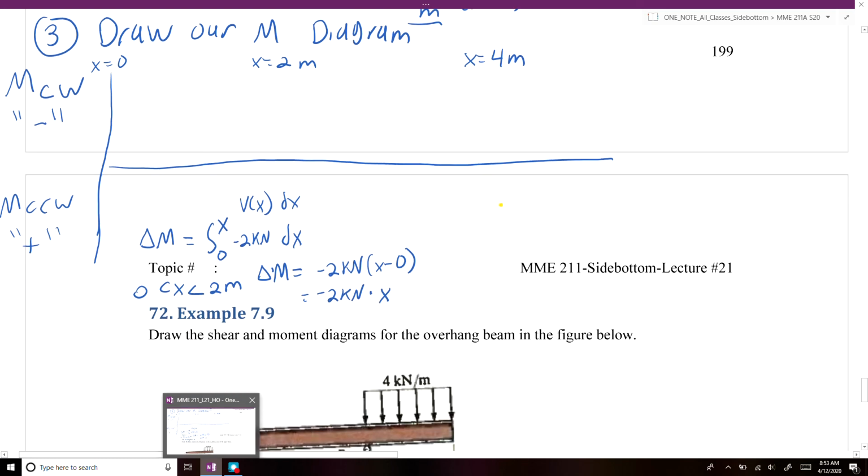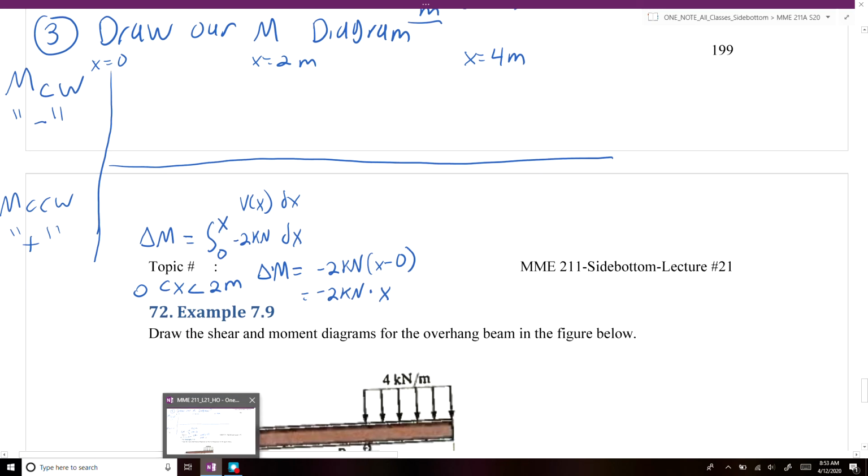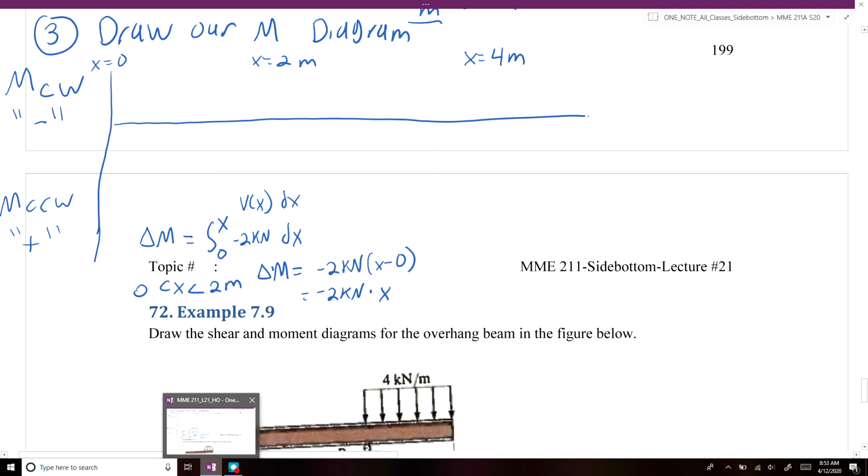All right, so I'm going to redraw our x-axis here just to make our lives a little easier. At the far end of the beam there's no couple moment, so it'll start at 0, and we'll just have a straight line of minus 2 kilonewtons times x till we get to 2 meters.